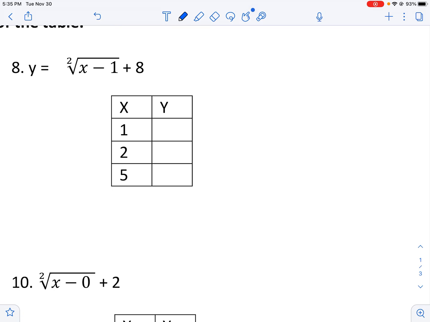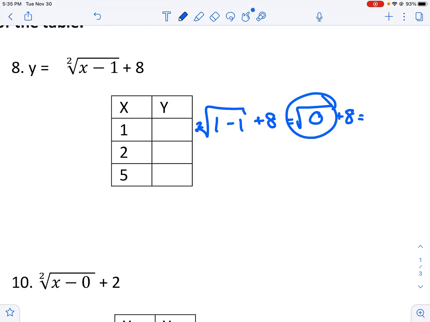So let's try one together. All I have to do is substitute these numbers in for x and simplify. So I would take the square root of 1 minus 1 plus 8. And I'm just going to simplify that square root. 1 minus 1 is 0. And the square root of 0 is 0. And 0 plus 8 is 8. Again, don't touch anything other than the square root until you have simplified that square root as much as possible.